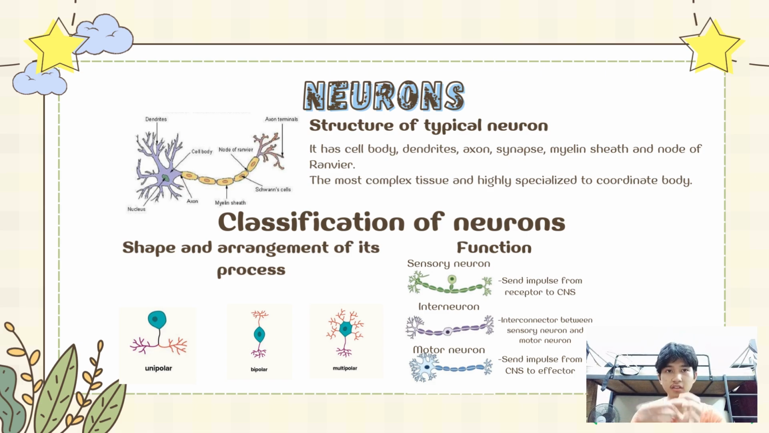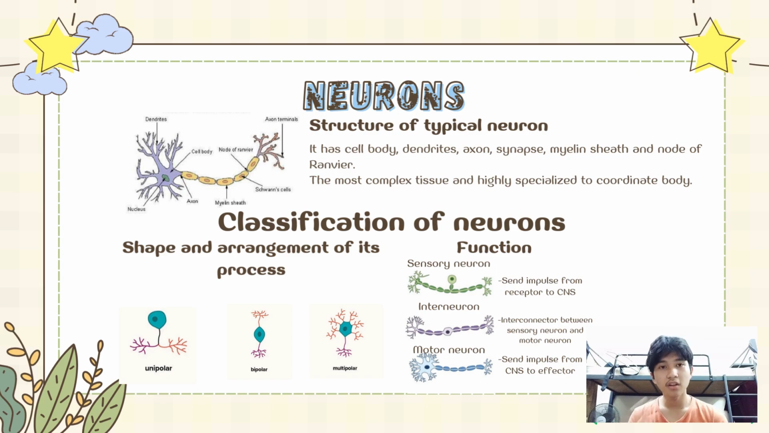And lastly, at the axon terminal, you can see there are branches which form the synapse. The synapse will release neurotransmitters, which are transferred to other neurons, muscles or glands. Alright, that's all for the structure of the neurons.